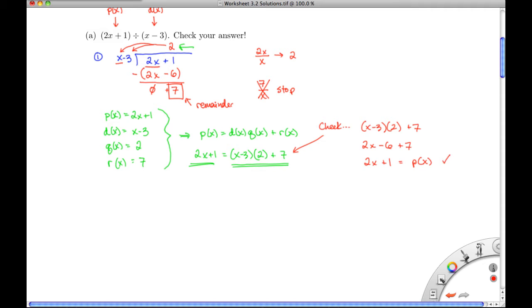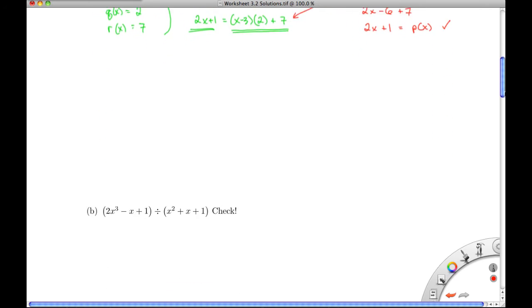So this checks out. This is the type of process that we're going to be going through for these long division problems. This is a pretty simple one. There wasn't a whole lot to do, but I think it's a good place to start. So let's try this with a slightly more involved one.